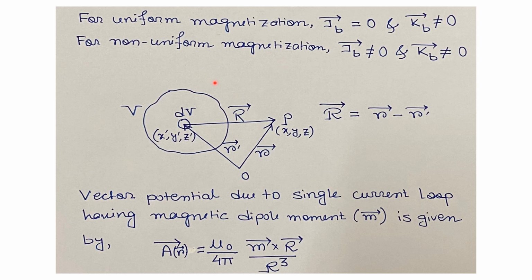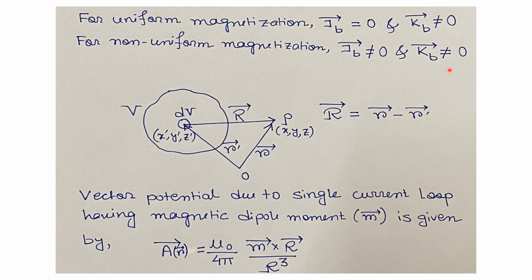Now, for uniform magnetization, the volume bound current density Jb is 0, but the surface bound current density Kb is non-zero. This is because for uniform magnetization, all the tiny current loops formed inside the bulk of the system will cancel each other. Hence, you will have a 0 volume bound current density Jb. But at the surface, the cancellation will not happen. So, effectively, you will have a non-zero surface bound current density Kb. In the case of non-uniform magnetization, both the current densities Jb and Kb are non-zero.